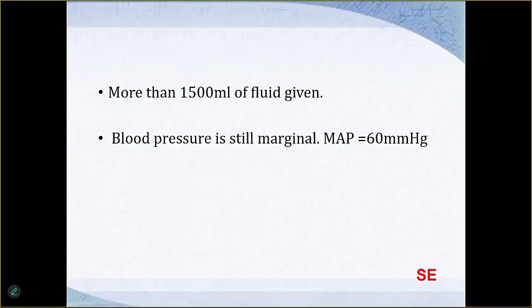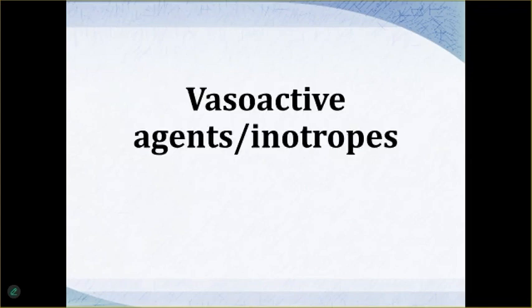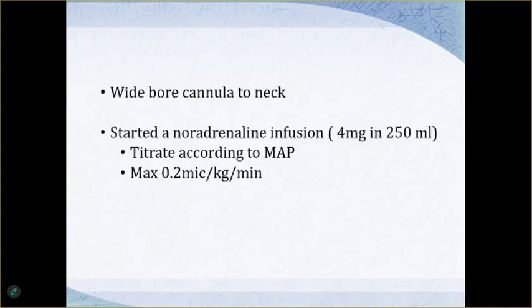Let me ask our sweet little Senani, what are you going to do now? Thank you, madam. As you can see, we have resuscitated the patient according to the guideline. We have given more than 1,500 of fluid and still the MAP is 60. So what can we do? This is an indication for us to go for vasopressors. The preferred vasopressor according to the guideline is noradrenaline, the first line vasopressor.